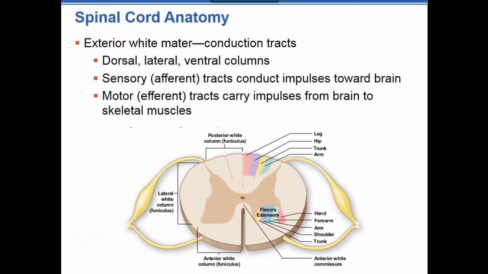The white matter of the spinal cord is carrying signals either towards the brain or away from the brain. Tracks of white matter in the spinal cord that are sending signals towards the brain are called sensory or afferent tracks. They're called sensory because they're carrying sensory information up to the brain. Afferent means to go towards the center, in this case towards the brain. And then we have motor tracks in the white matter, and motor tracks are carrying nerve impulses from the brain and then eventually towards the skeletal muscle. These are also called efferent tracks because efferent means to go away from the center.